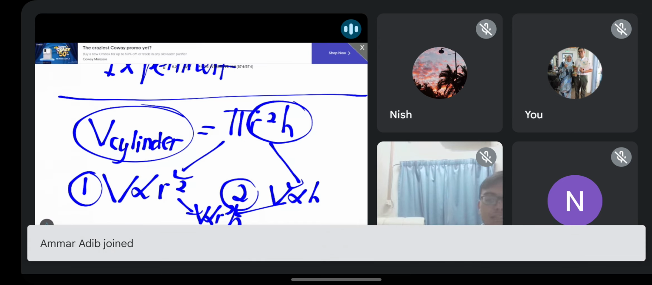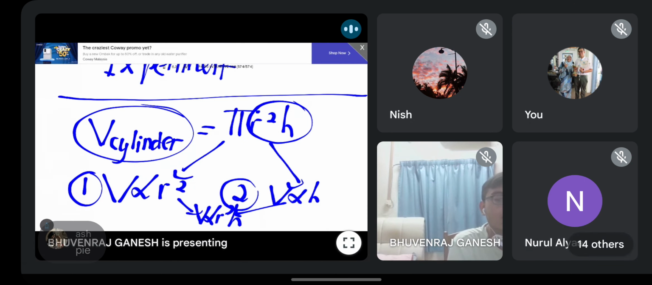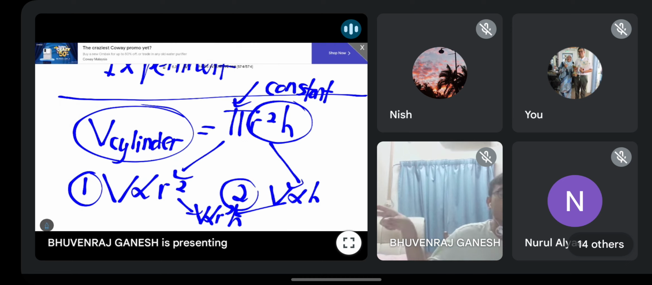So guys, what is the constant over here? Apa pemalar kat sini? Kalau kamu nampak. What is the constant? Yes, okay. Basically, pi is the constant. Sebab nilai R dan H akan berubah. R and H change, volume also change. Okay, very easy for you all to understand.